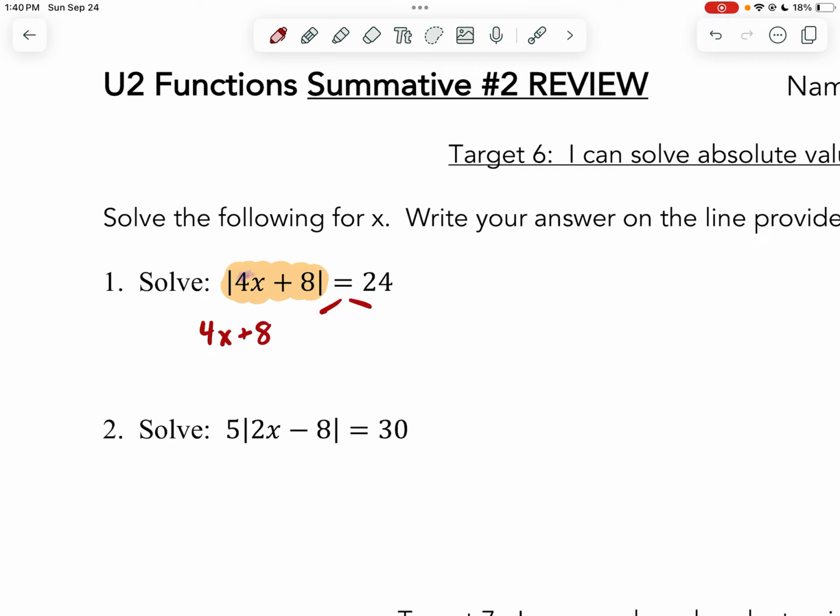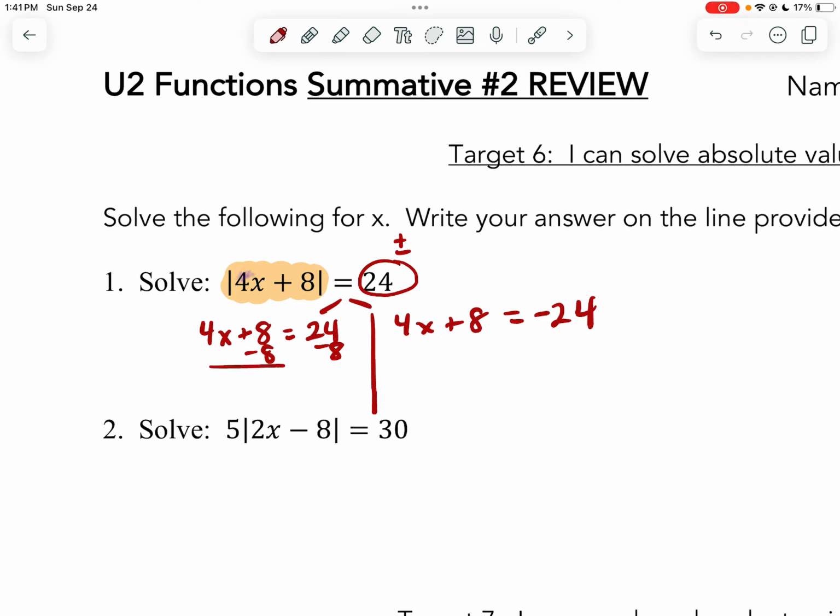So we always keep what's inside the equation the exact same for both, but then it's what's on the other side, we make one positive, and then we make the other one negative. And then you have two equations that you can go ahead and solve. And you'll take the same steps, you'll just get two different answers. So 24 minus 8, that's 16. If I divide by 4, then for one answer I get x equals 4.